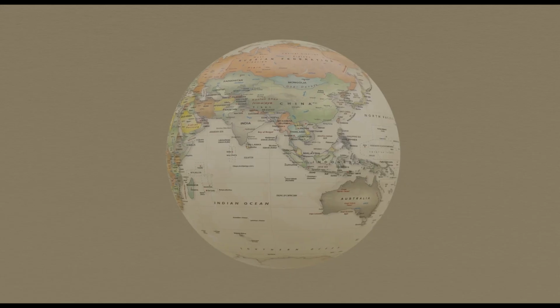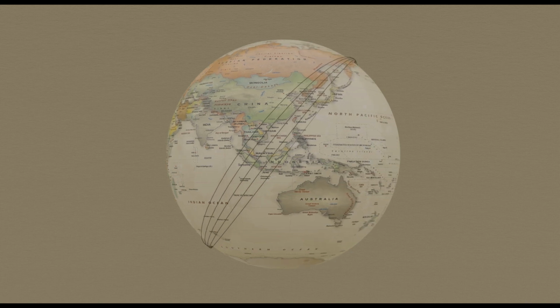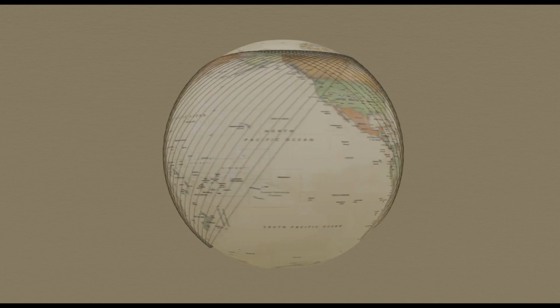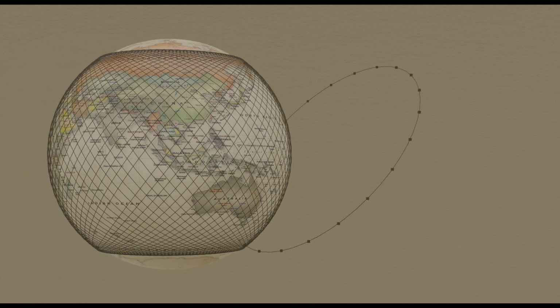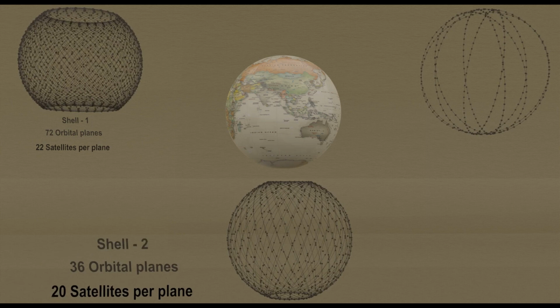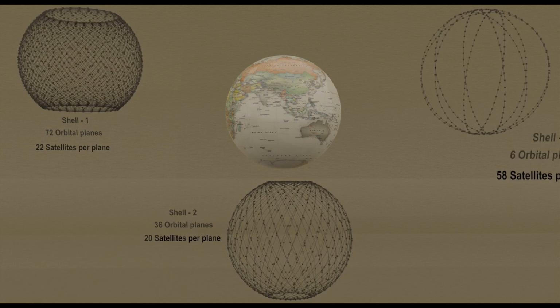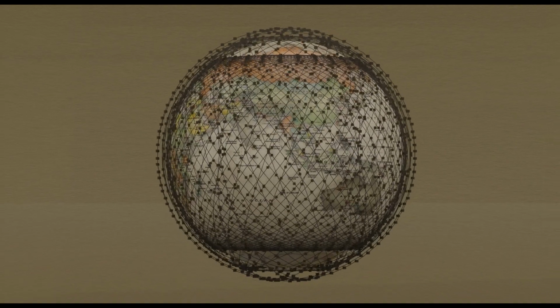In order to cover the entire Earth, each cell has numerous orbital planes inside it. For example, cell 1 has 72 orbital planes which are equally spaced around the entire Earth. And each orbital plane consists of 22 satellites which are spread across the entire orbital plane. Here each cell has its own orbital plane count and satellites per plane count. All these cells are combined to form the final Starlink constellation.